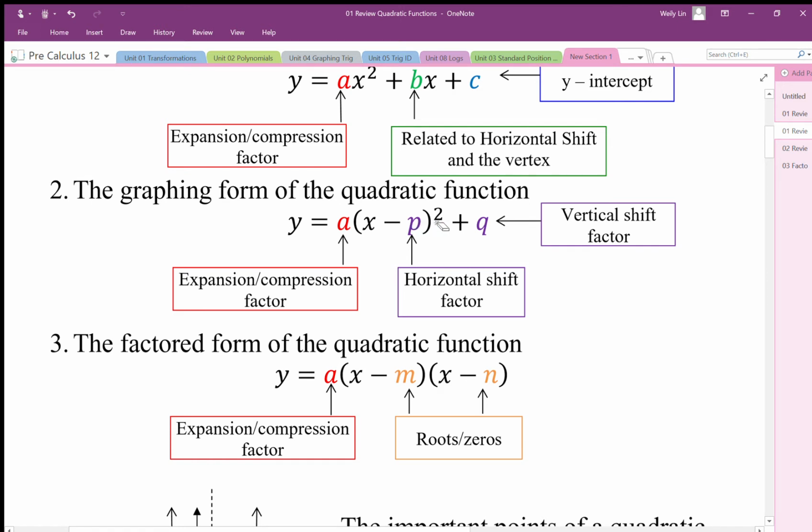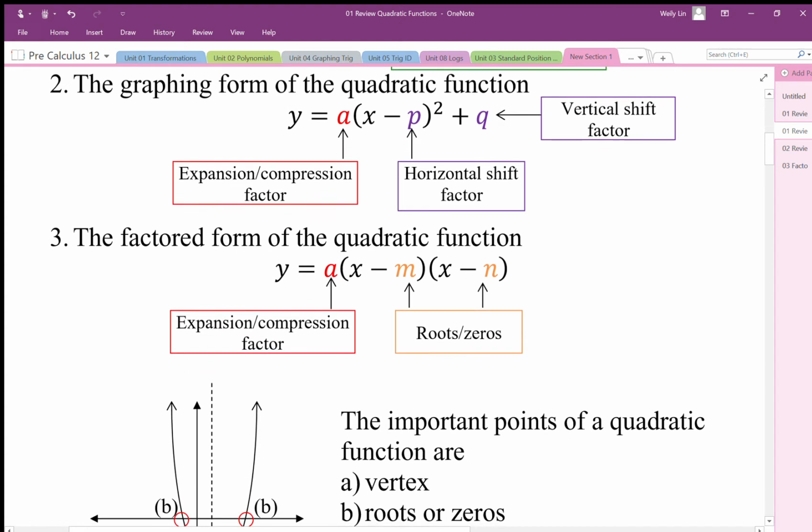Okay, so that p and q value represents where the vertex is. Okay, so it's a horizontal shift. It represents where we shift it horizontally and where we shift it vertically. And we're going to start looking at this in the next unit. But this idea of inside the function is horizontal, outside is vertical, is an important idea that we're going to start focusing on.